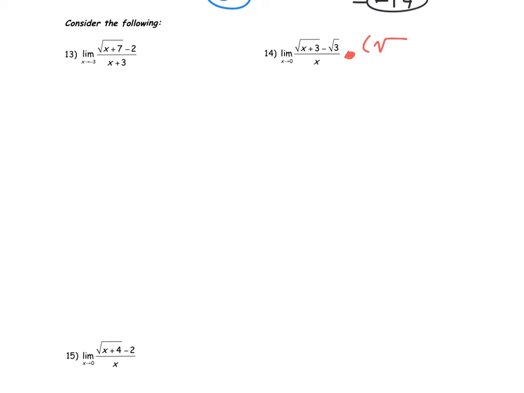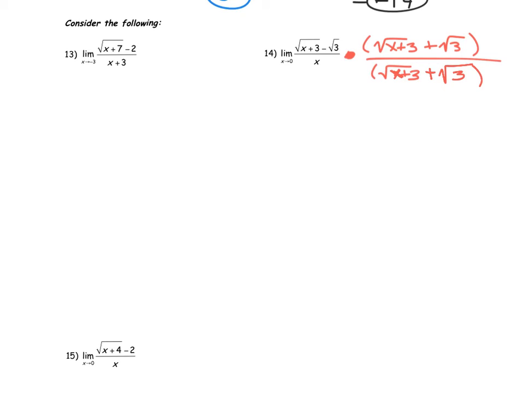So I'm going to do the square root of x plus 3 plus radical 3. And we're multiplying it on top and bottom because really this is just a form of 1. So we're not changing the expression. There's nothing wrong with multiplying top and bottom by the same thing. That's just that form of 1. And again, we're multiplying the conjugate where we see that square root or the radical, on top and bottom.